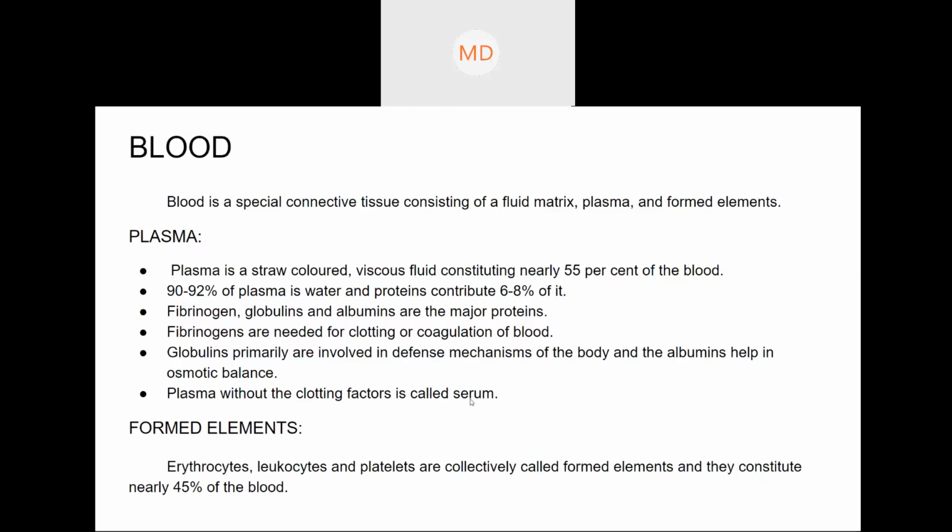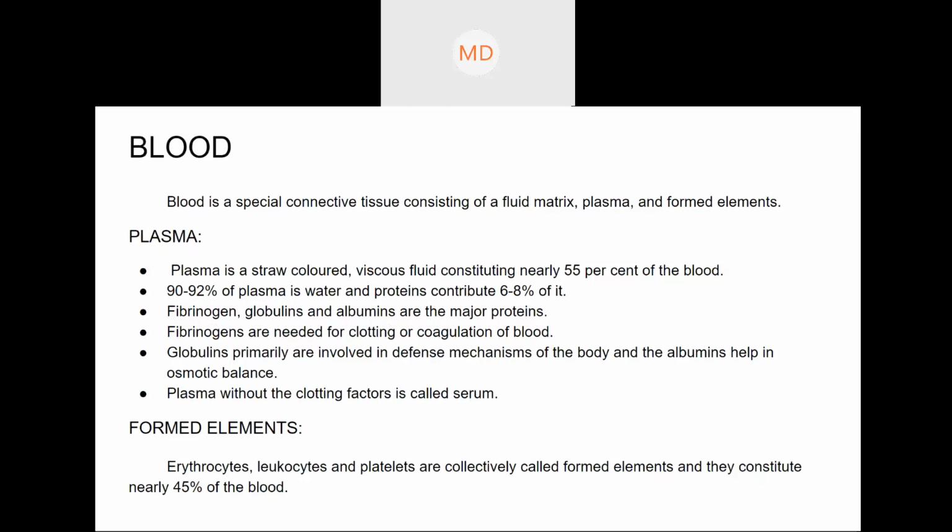Then there are proteins in plasma. Three proteins are known as fibrinogens, globulins, and albumins. Fibrinogens are essential for blood clotting, globulins for the defense mechanism, and albumins for osmotic balance. And the plasma without the clotting factor is serum. I have written this point-wise so that it will be easy for you to understand.